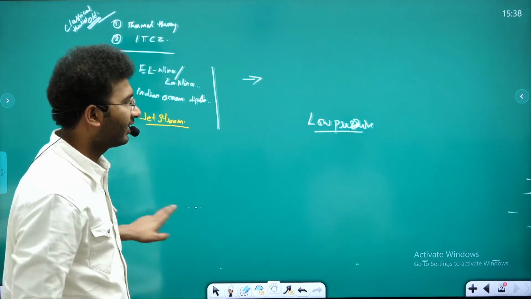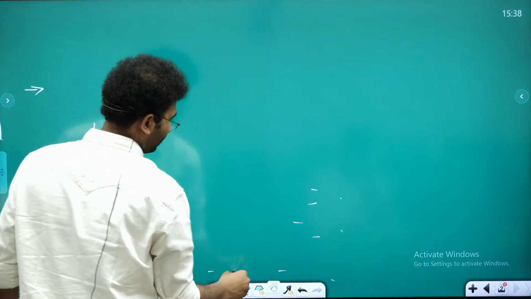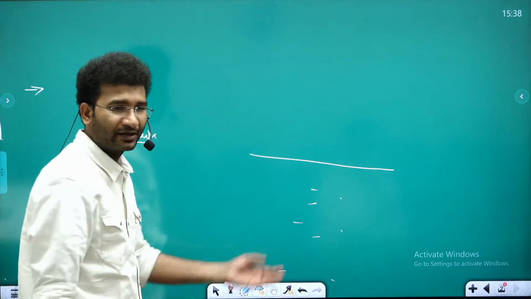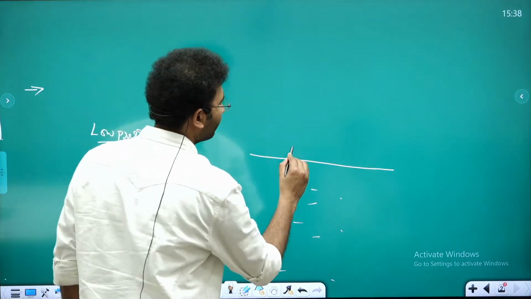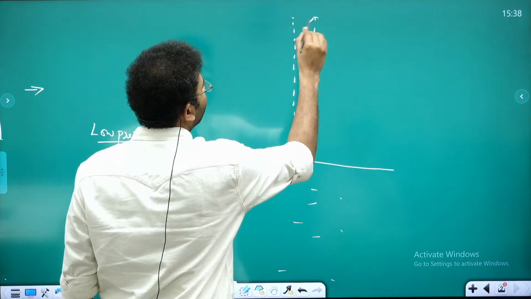Imagine I have an area. ये मेरा area, I have an area. In this area, the temperature is high. When the temperature is high, what happens? The air rises. ठीक है? The air rises.